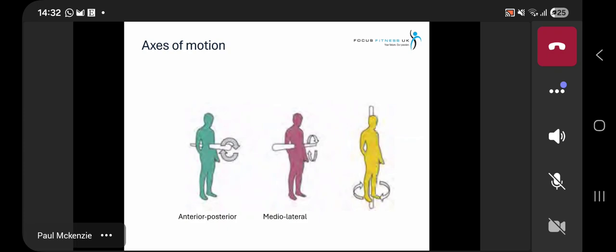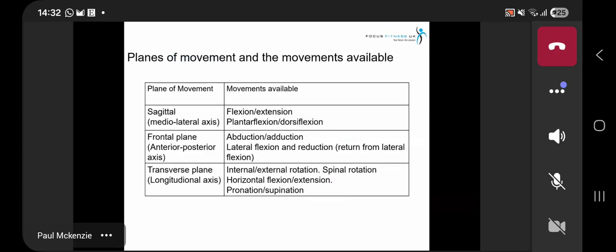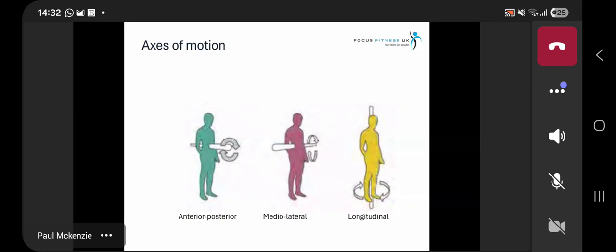This next one is your mediolateral. With the rod going through the side of the body, if I was to turn the rod, I'd be doing this. That's going to be flexion and extension, which is your sagittal plane. And then the next one, the rod going through the top of the body, right the way through the bottom, that's going to be your longitudinal axis. If that rod was turned, I would move in this plane, and that's going to be your transverse plane.